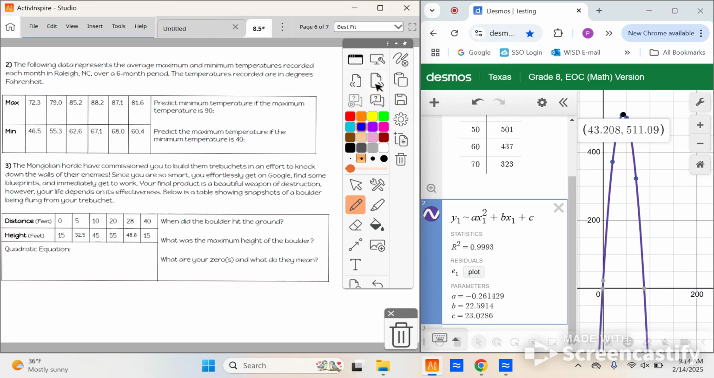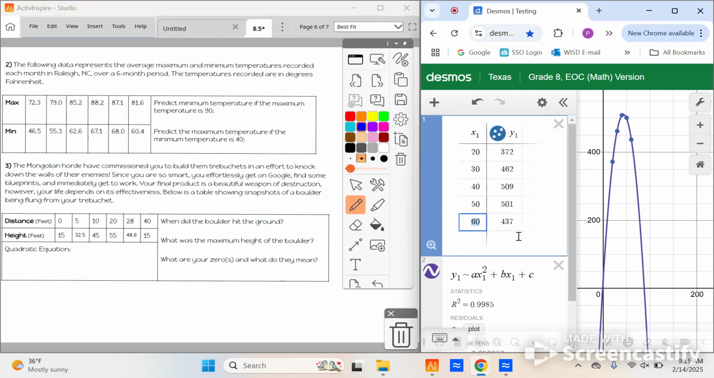Now it says the following data represents the average maximum and minimum temperatures recorded each month in Raleigh, North Carolina over a 6-month period. The temperatures recorded are in degrees. So predict the minimum temperature if the maximum temperature is 90, and predict the maximum temperature when the minimum temperature is 40. All right, so we're going to graph this information again.